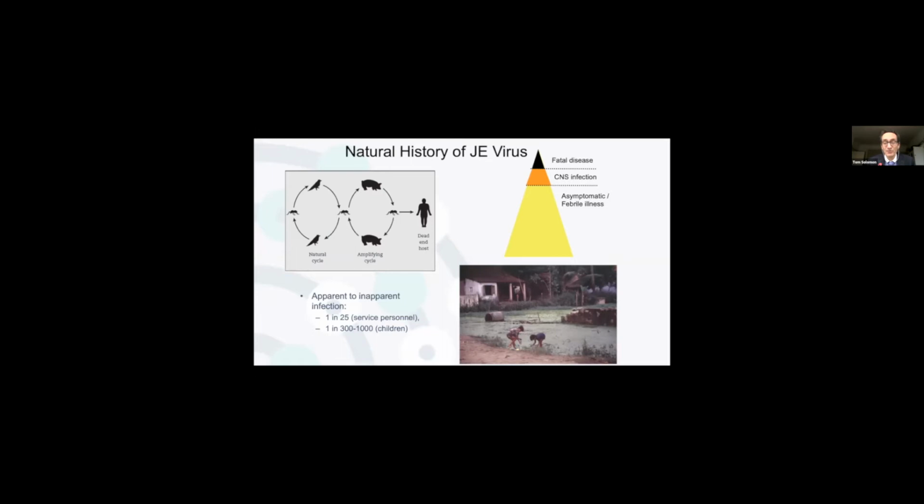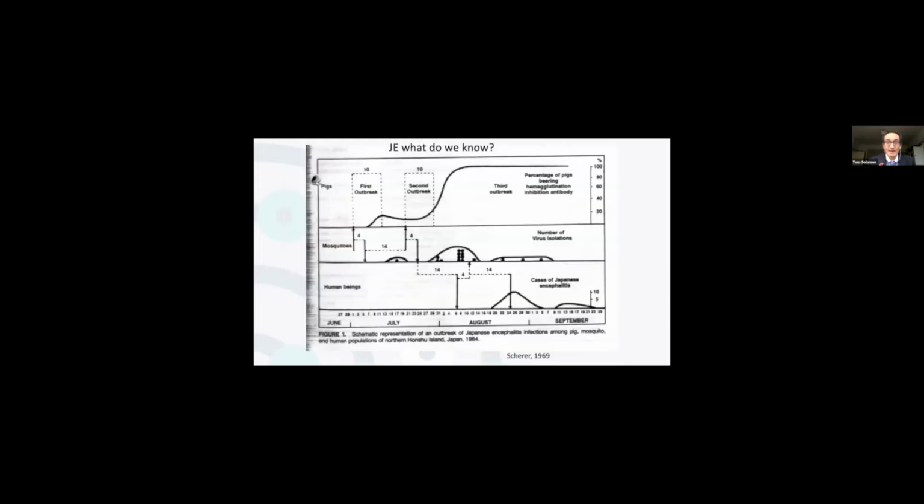So a large proportion of people have asymptomatic or just a febrile illness. It's just a small proportion that develops severe and fatal disease. And you can see there the image at the bottom of the kids. And if you live in rural Asia, you're going to be infected with this virus at some stage. But there are a range of factors that determine whether you will get ill.